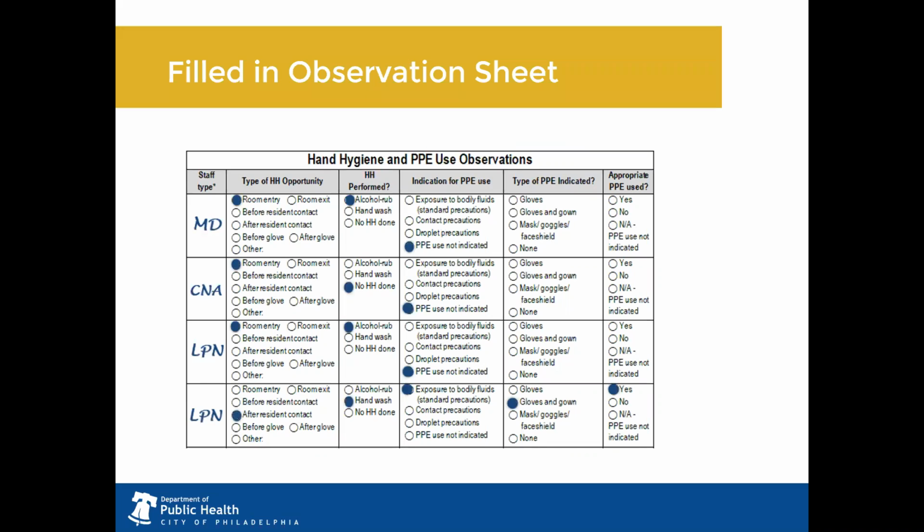This is an example of a filled-in sheet. As you can see, you just can write the staff type, what kind of hand hygiene opportunity it was, whether it was room entry or room exit, and what kind of hand hygiene was performed. And then, once again, you can go into the PPE use as well.